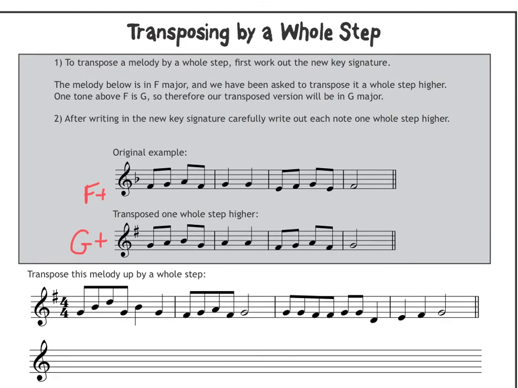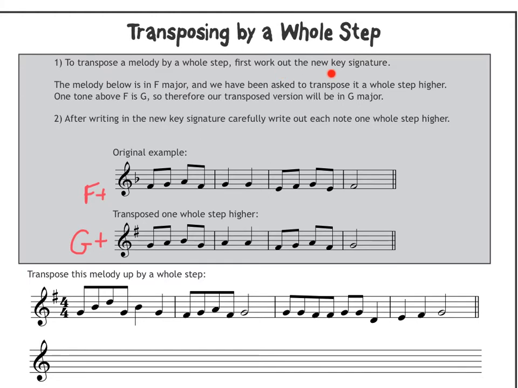First, work out the new key signature by going from old tonic to new tonic. And then once you've figured that out, write out the notes one whole step higher, or whatever the distance was. Okay, let's say, for example, this original music was in the key of F. I take the same stuff. Let's say I wanted to move it up two whole steps.